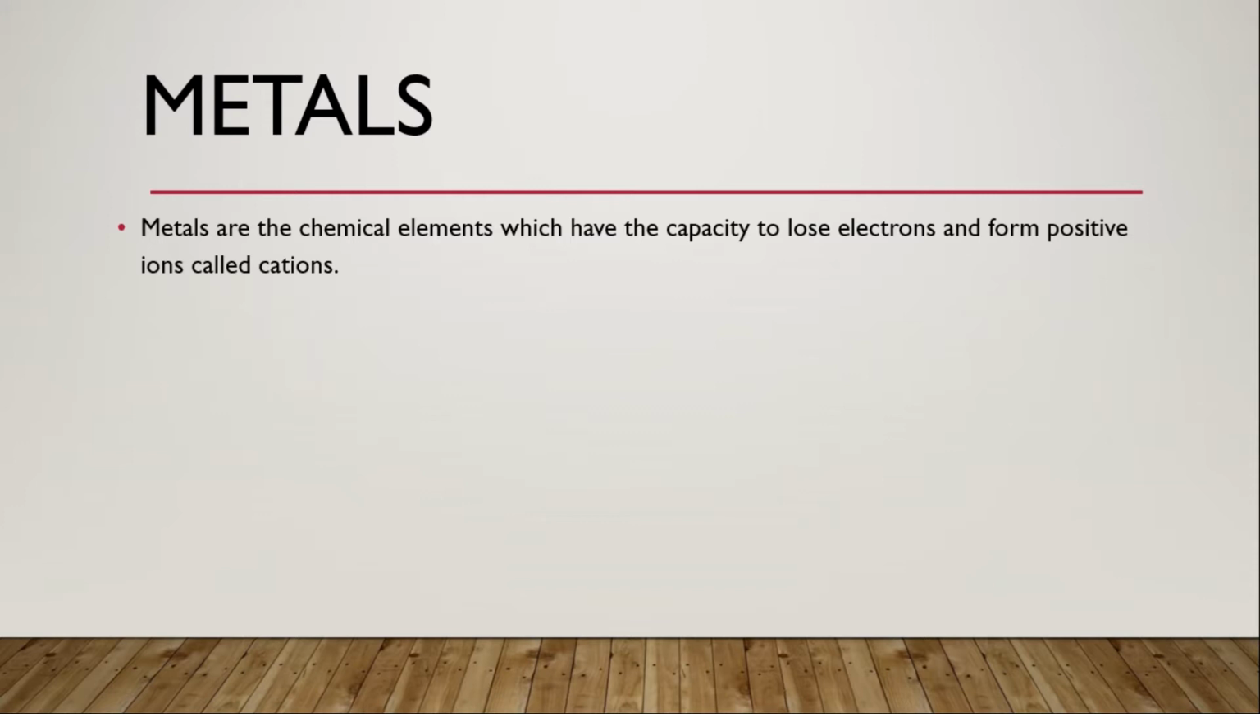Metals are the chemical elements which have the capacity to lose electrons and form positive ions called cations. If you consider sodium and magnesium, these are metals and they have the capacity to lose electrons. They give away electrons, which are negatively charged, so they become positively charged themselves and are called cations.